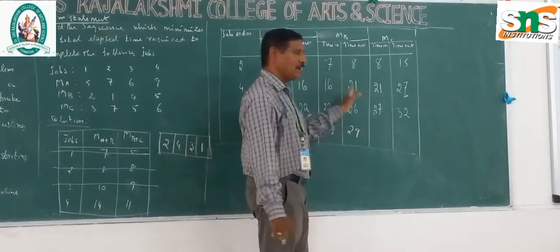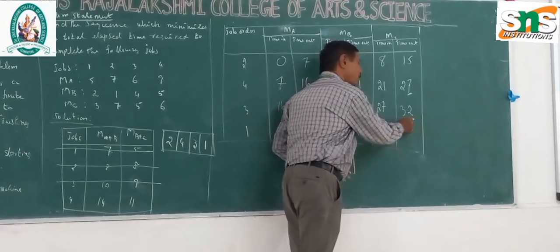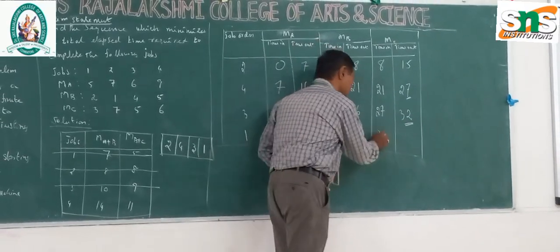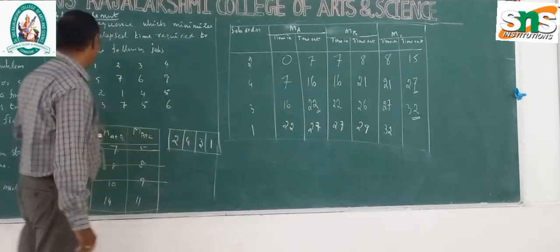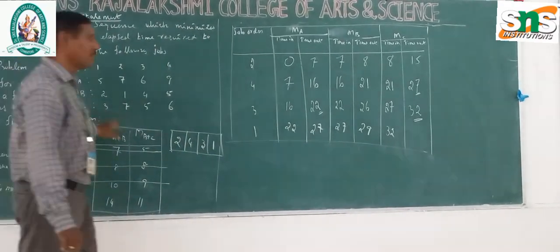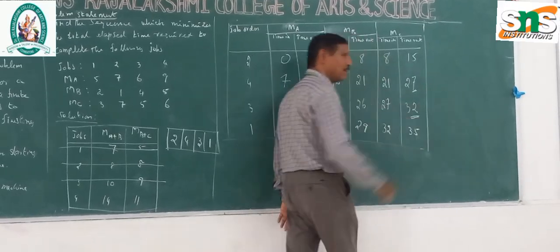Then we start the same work on machine 3, but it is still running up to 32 hours. After completing this at 32 hours, then we start the first job on machine 3, and the duration is 3 hours. Therefore, the total is 35. Then we complete the order.